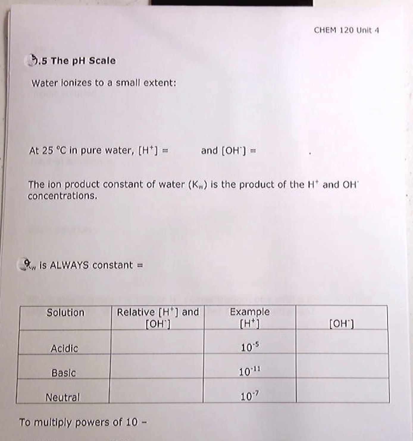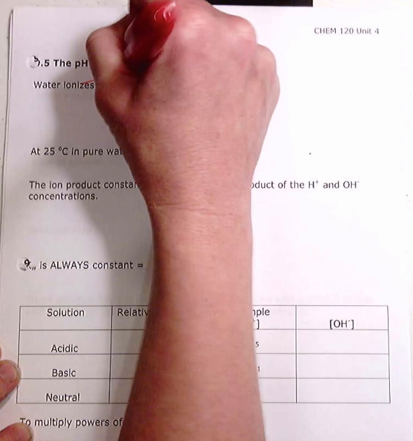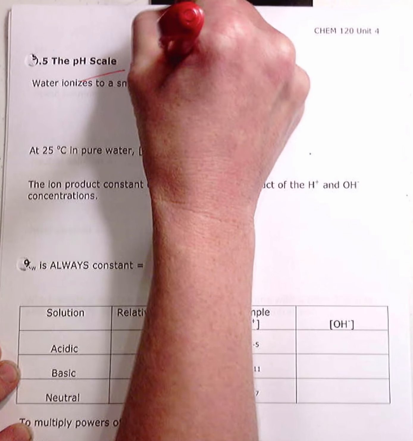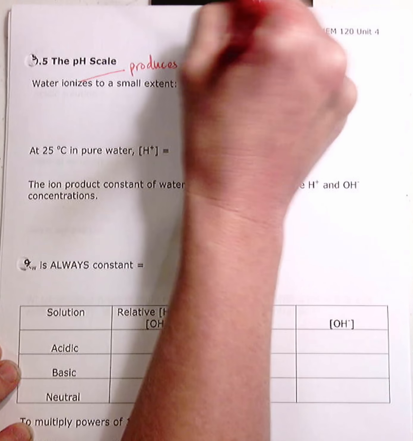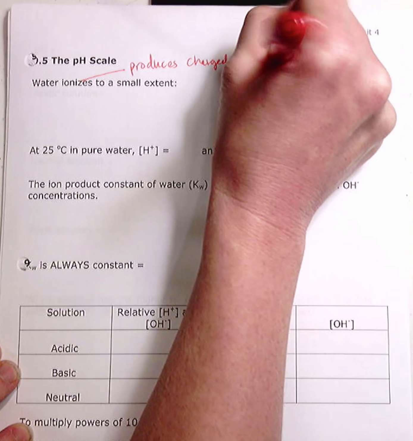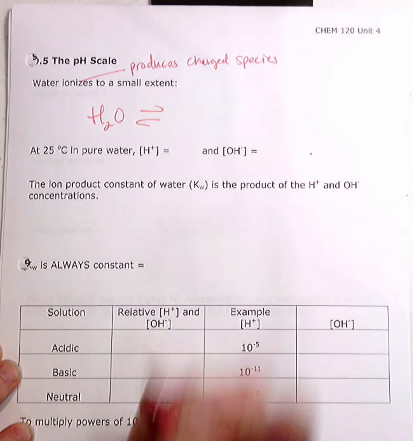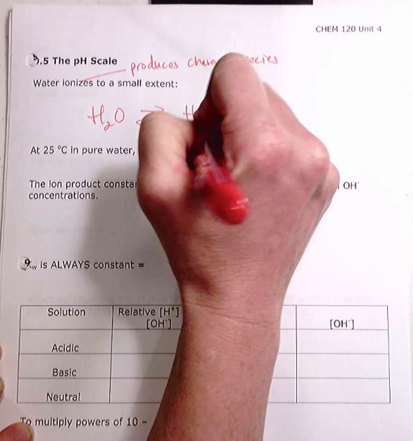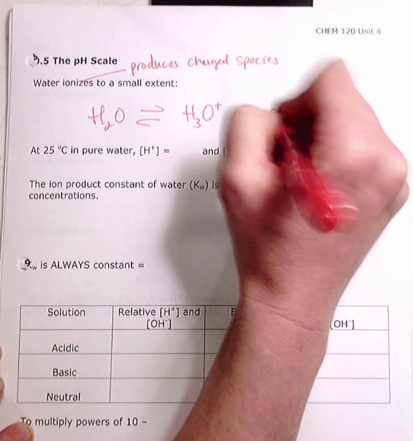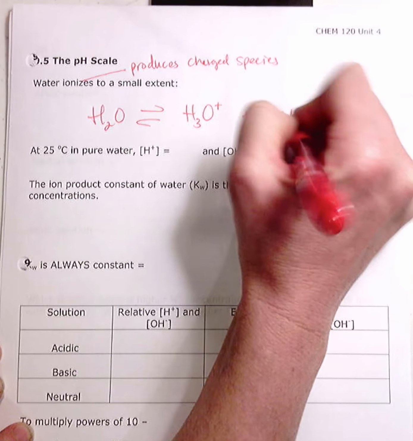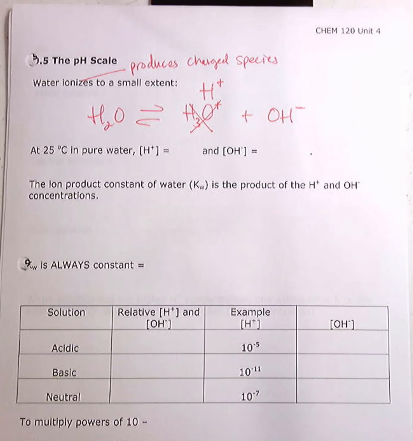So water ionizes to a small extent. So what does that mean? Let's think about this. Water ionizes to a small extent. That means it produces charged species. Okay, so water, and I'm using one of these funny arrows, breaks down to produce this and this. And actually, I'm going to write this as H plus just to make it simpler.